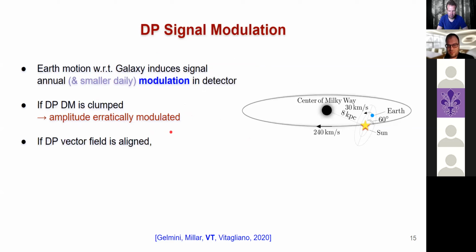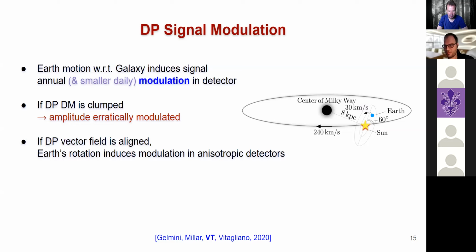Additionally, since this is a vector field, and as I mentioned, depending on the model, it could be either aligned or randomized. But since you have a highly anisotropic detector, your signal depends on basically the dot product of the direction of the detector versus the direction of the field. And the Earth's rotation will then induce a modulation. This is another distinction from axions, because axions do not have this, since it's not a vector field.